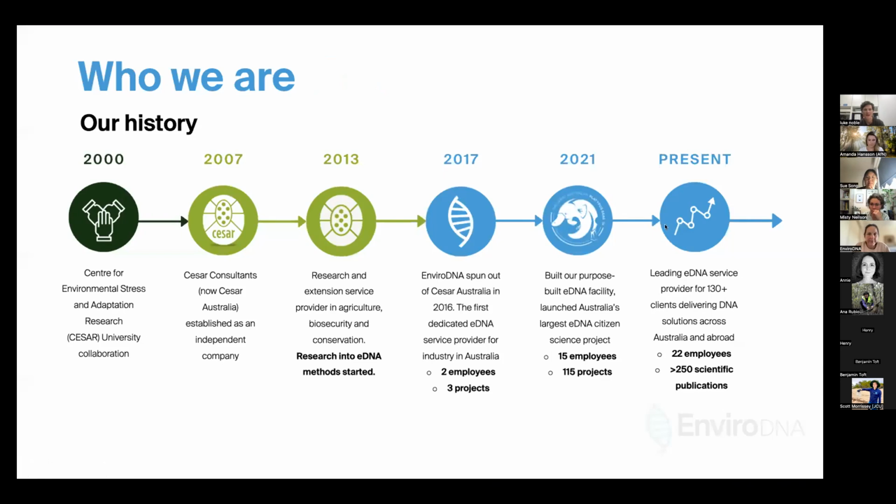EnviroDNA has its roots in a research collaborative of the Center for Environmental Stress and Adaptation Research, based across a few different universities here. And CESAR itself has now become a private entity, our sister or our mother company, focused on integrated pest management, conservation, and biosecurity. We share offices with them here in Melbourne. And together, our scientific backgrounds are across population genetics, quantitative ecology, biochemistry, molecular biology, statistical genetics, and data science.